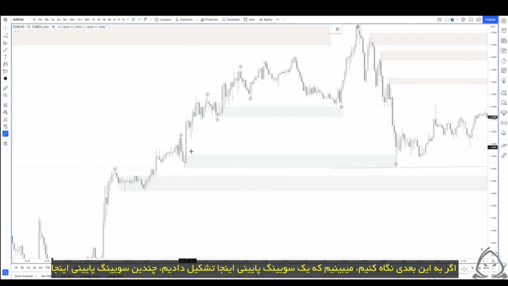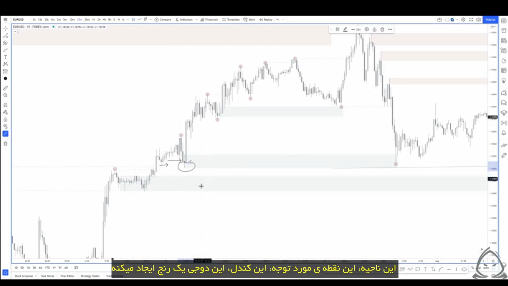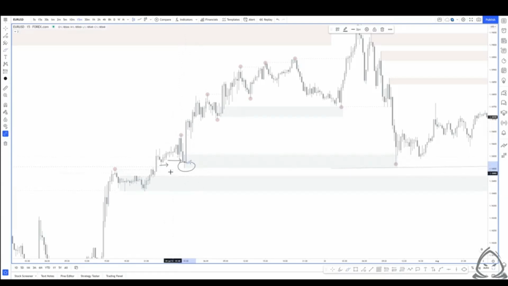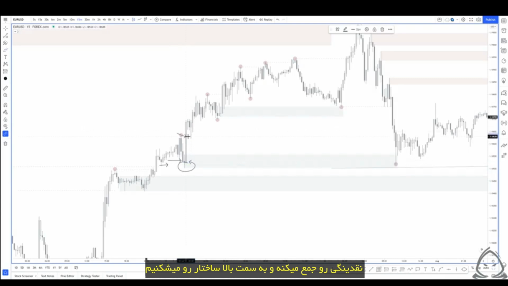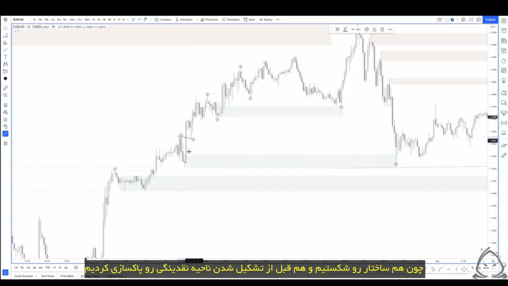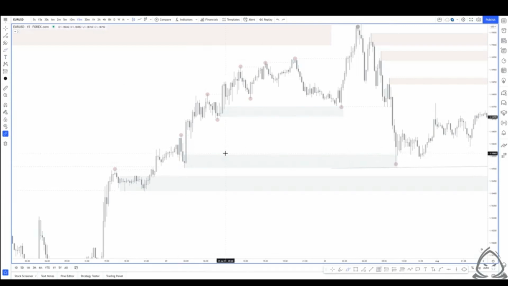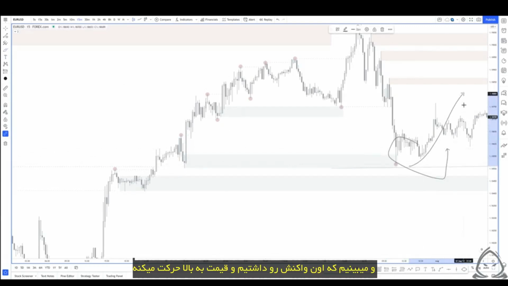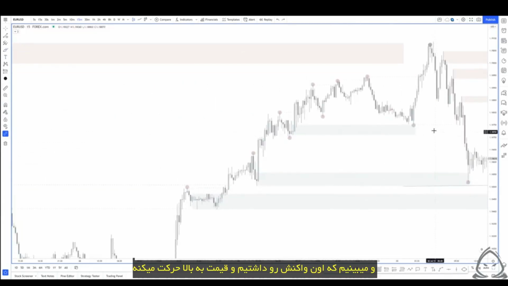If we look at this next one, what we can see is we create a swing low right here, a collection of swing lows right here. This point of interest, this candle, this doji, creates a range. It takes the liquidity and then we break structure to the upside. So therefore this is a high probability demand zone. Why? Because we've broken structure and we've also swept liquidity before the formation of the zone. And what we can see is we get that reaction and price then begins moving to the upside.